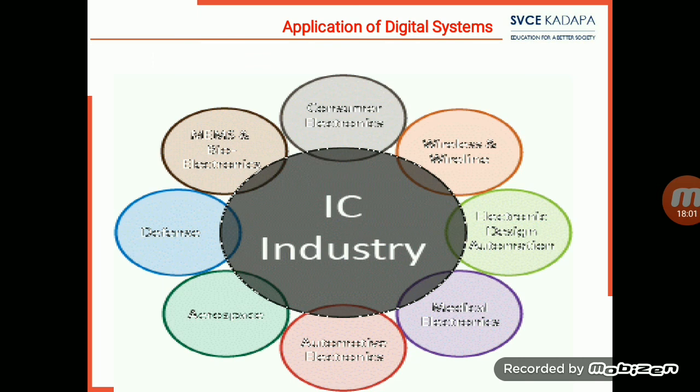Next, go for applications of digital system design. Without digital electronics, we can't imagine present day society. We have so many applications of digital systems. First, consumer electronics, which means home applications. Everything you use in day-to-day life, like a washing machine, refrigerator, AC, video player, and TV, is implemented using digital ICs.